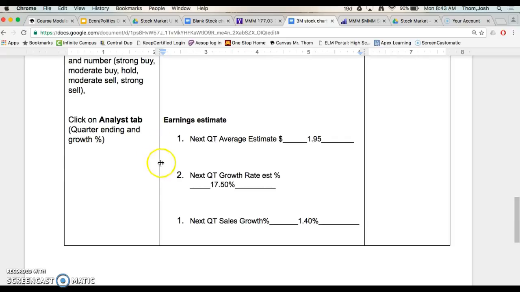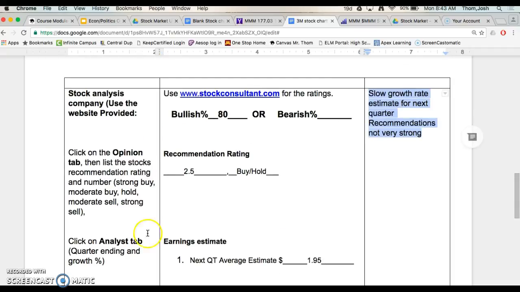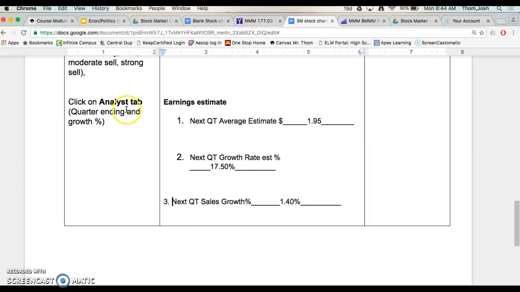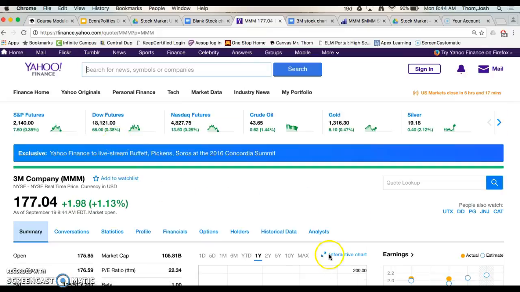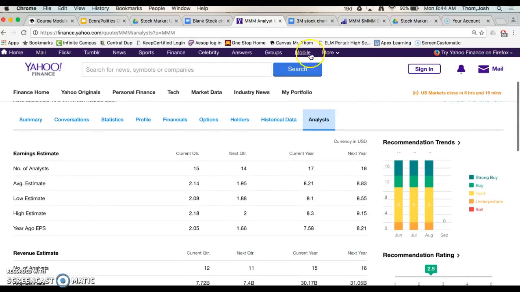And then the last three things that you need to find here come from the Analyst tab. Okay, so here you have to click on the Analyst tab to find the next quarter's average estimate as well as the next two things listed there. In order to do that, here's the Analyst tab on the far right-hand side of the ribbon. Click on that and you're going to find all the information in here that you need.